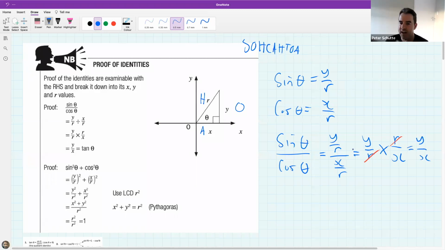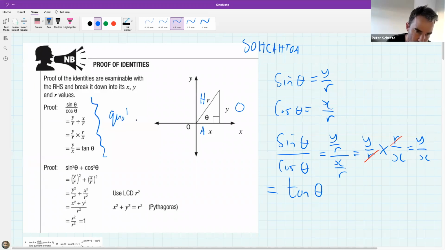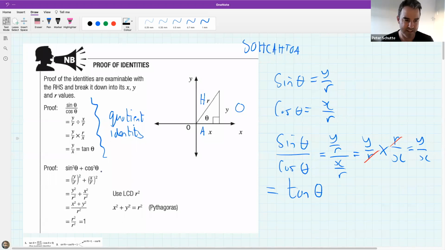Now, if you look at y over x on the drawing, y over x is the same as O over A, which is the same as tan of theta. And so that's how we get the quotient identity. That's where it comes from. That's why we know that it's true. Quotient identity.